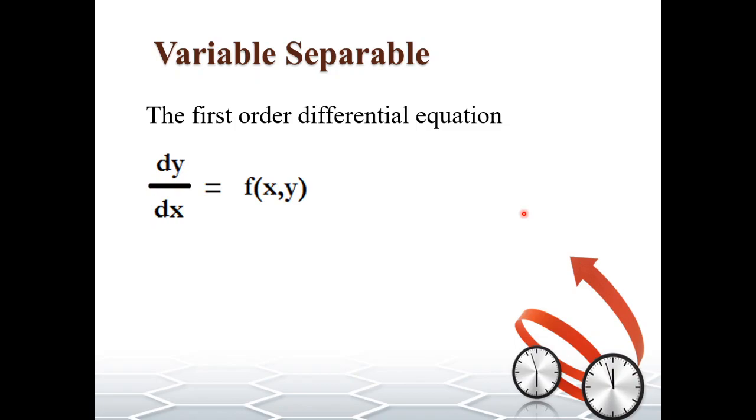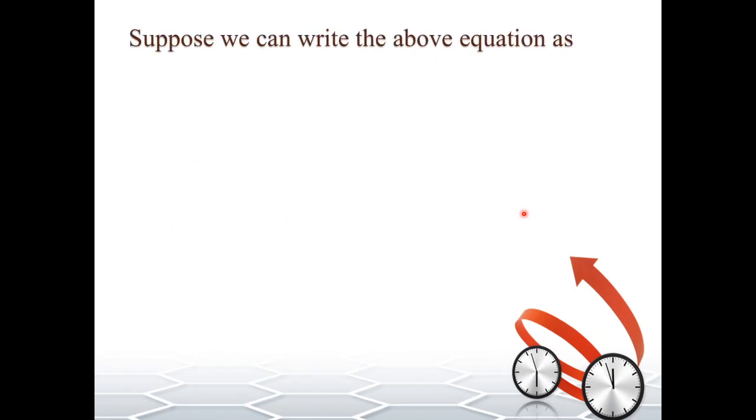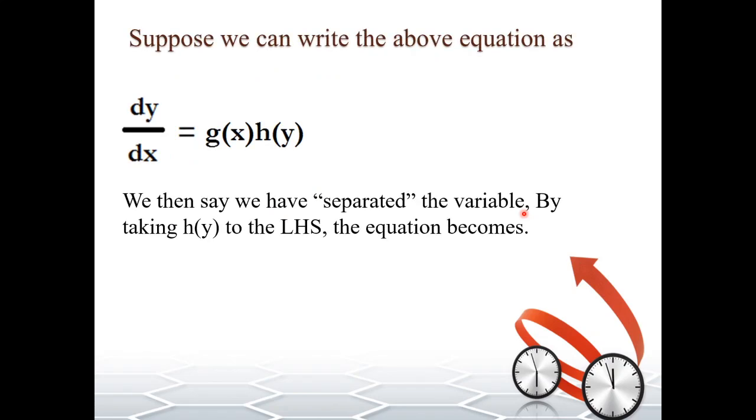So how do you write down the first order differential equation? Simply, it is dy by dx is equal to a function of x and y. It is called variable separable provided it is written in the form of a product of a function of x as well as a function of y. Suppose we write the above equation as dy by dx is equal to g of x into h of y. So we have separated the variables. The initial function is split into the product of two functions, that is, a function of x multiplied by a function of y.